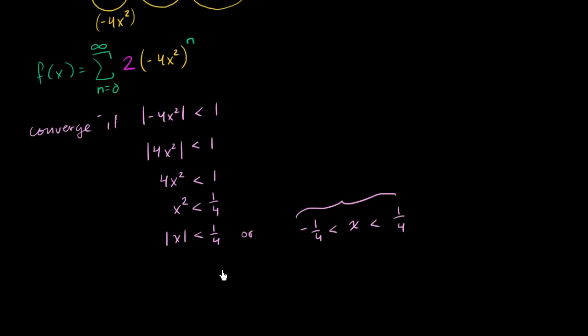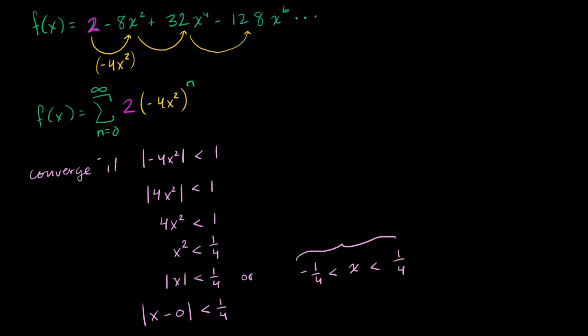To make that a little bit clearer, you could rewrite this as the distance between x and 0. As long as this stays less than 1/4, this thing is going to converge. So this is the interval of convergence. You could view 1/4 as the radius of convergence.